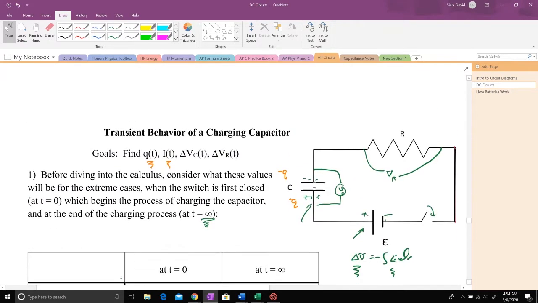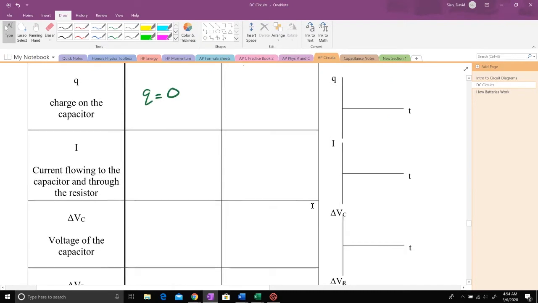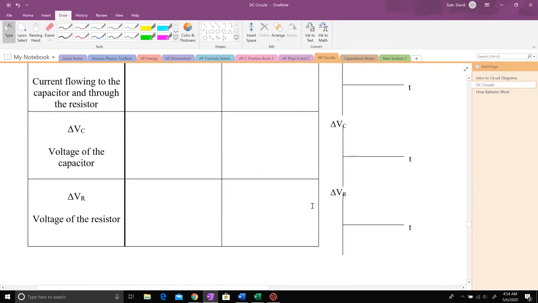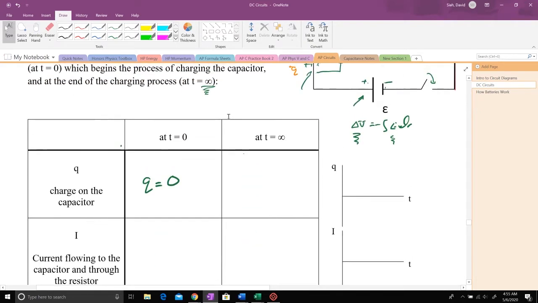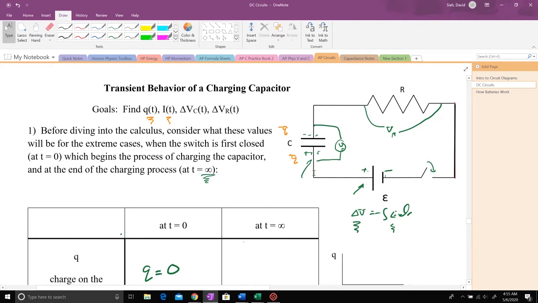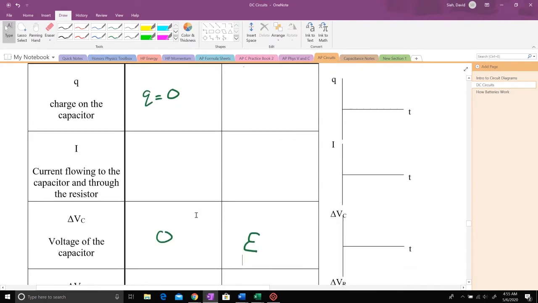At the start, the two plates are neutral, and so there's no delta V across the capacitor. At the start, the delta V for the capacitor is going to be 0. But eventually, it'll be equal to the EMF of the battery. Now, if you want to be picky about it, technically it depends on whether I'm going one way or the other, whether I'm going down voltage or up voltage, but the magnitude will be the EMF of the battery.